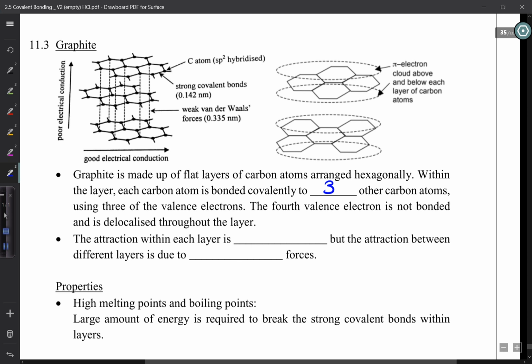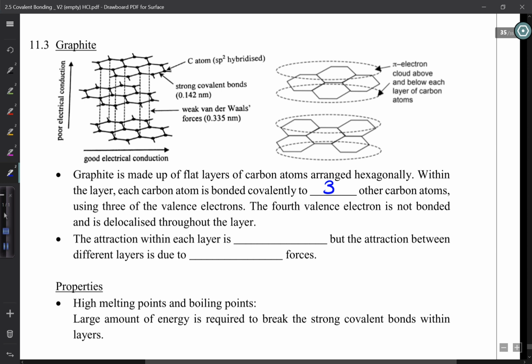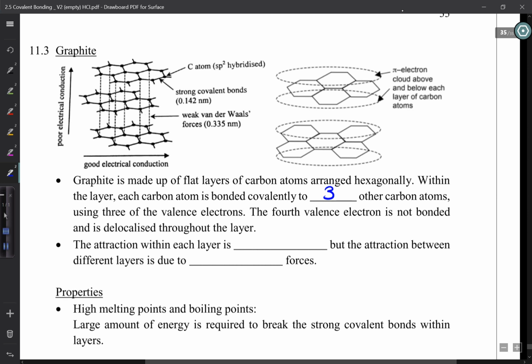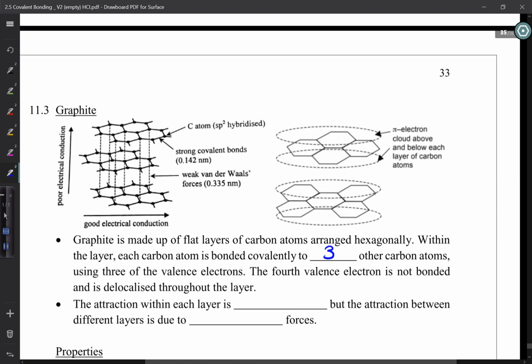So for graphite, alright, it's kind of similar to your simple molecules. Within that simple molecule, it consists of strong covalent bonds, and between molecules there exists weak van der Waals force. Right? And this is how you draw this structure. Please learn how to draw a structure. You will be asked on how to draw such structures. So how do you draw such structure?